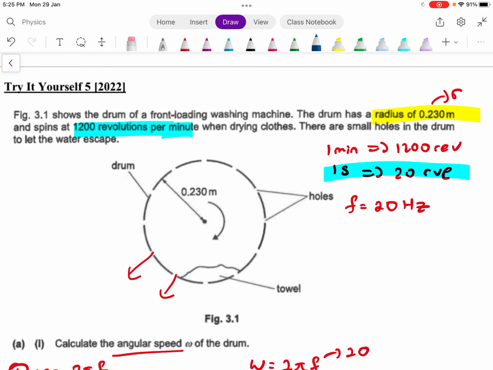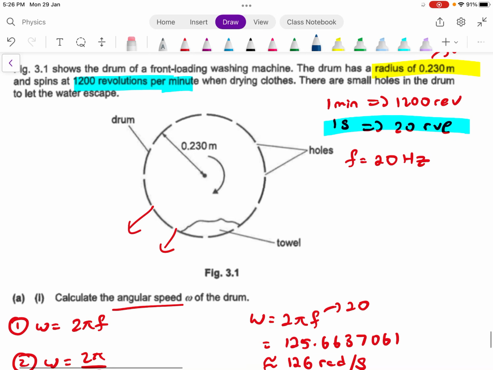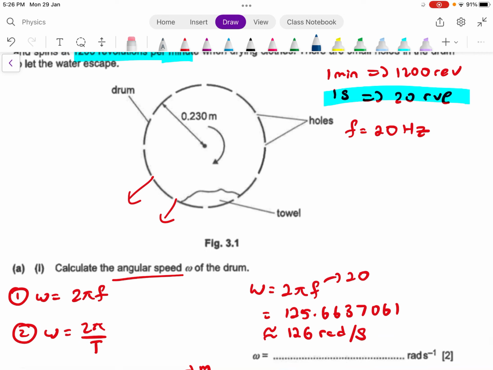Alright, so let's go through the 2022 A-level question on the washing machine. So we have this washing machine, showing the drum of a front-loading washing machine. The drum has a radius of 0.23 meter, and spins at about 1,200 revolutions per minute when drying clothes. There are many small holes in the drum to let the water escape. For the first part, (a)(i), calculate the angular speed omega of the drum.